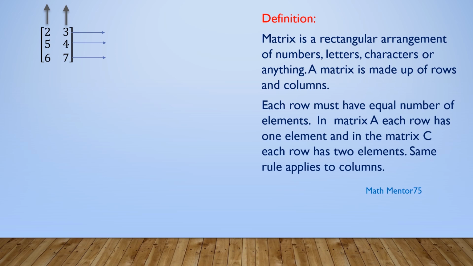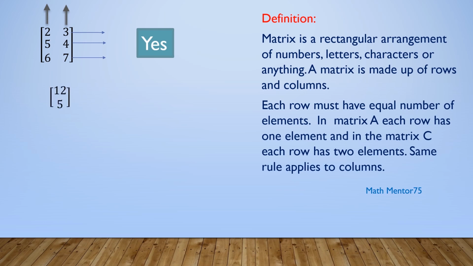So it means in each row, we have 2 elements. In each column, we have 3 elements. So is it a matrix? Yes, you're right. It is a matrix because elements in each row are the same and elements in each column are also the same.